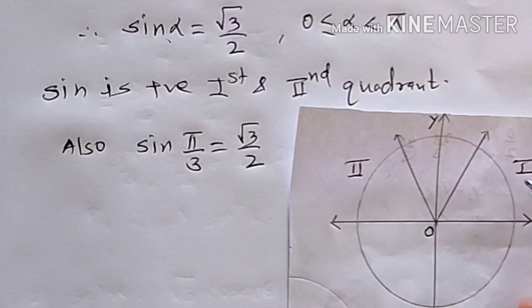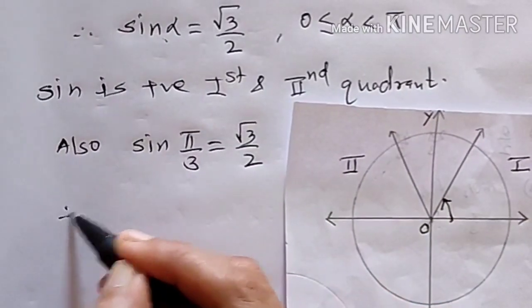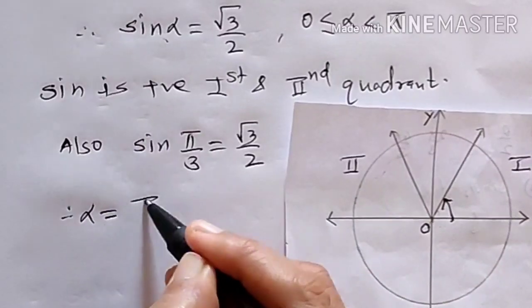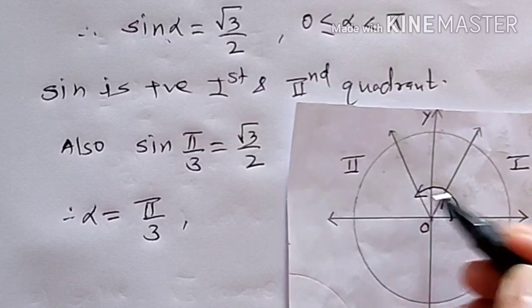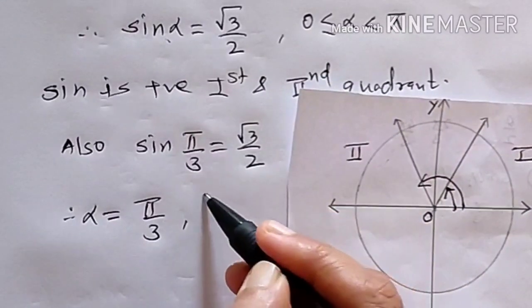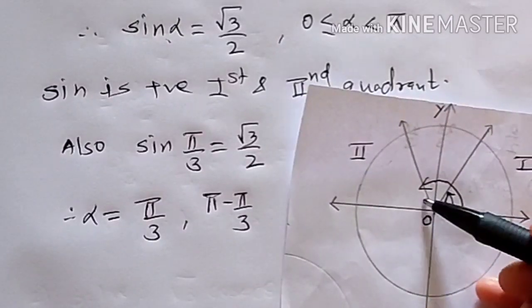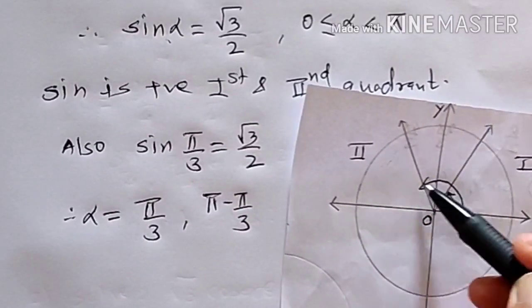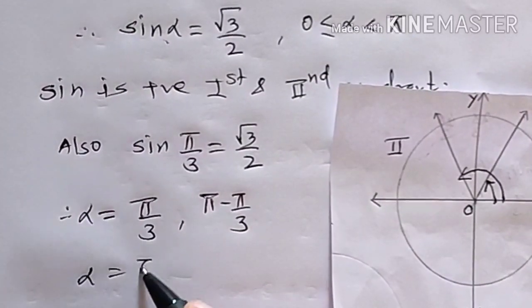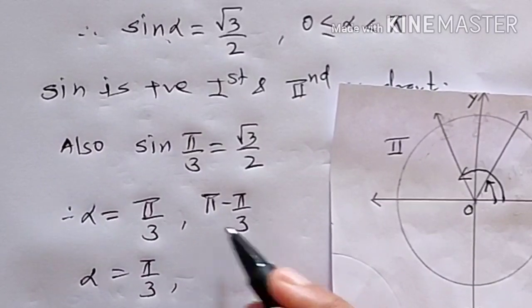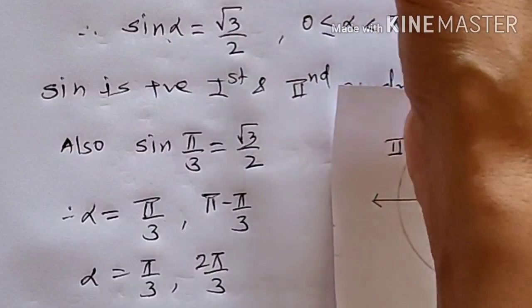So when alpha is in the first quadrant, we get this particular angle, so alpha is equal to pi by 3, and when it is in the second quadrant, we have this particular angle. This is nothing but pi minus pi by 3. This is pi by 3, this is also pi by 3. So this remaining angle is pi minus pi by 3. So possibilities for alpha are pi by 3, and the second possibility 3 pi minus pi, that is 2 pi by 3. But we are interested in finding theta.